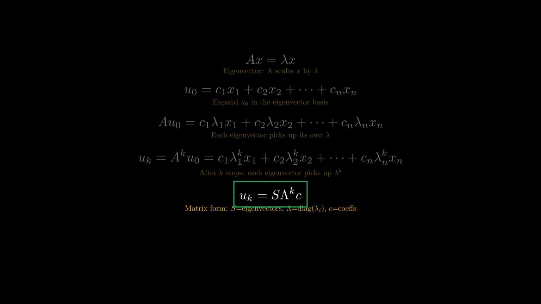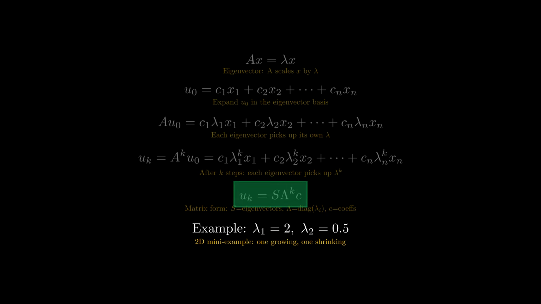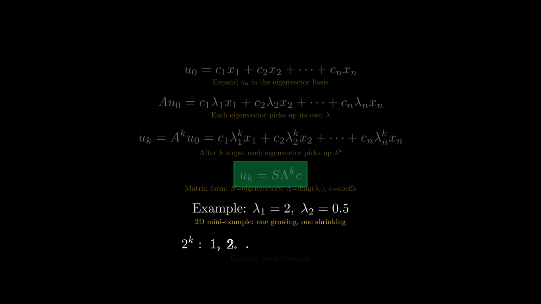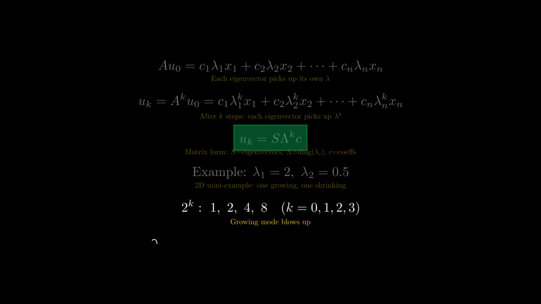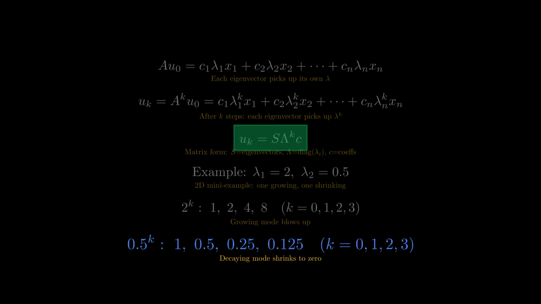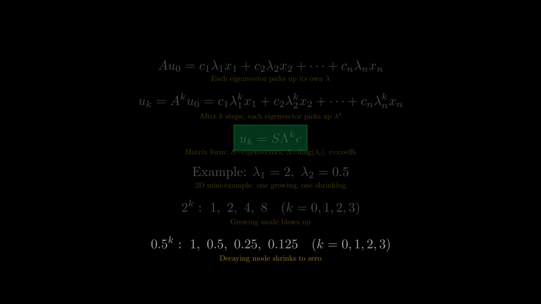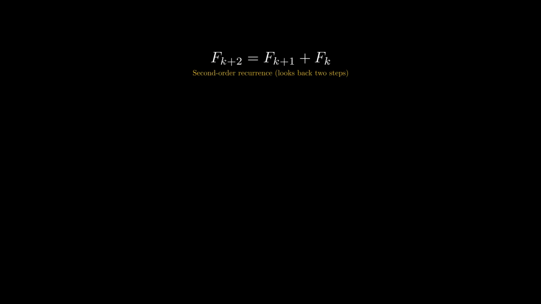The beautiful thing is that each eigenvector evolves independently, no coupling. Right? As a quick example, with lambda1 equal to 2 and lambda2 equal to 1/2, watch what happens as k grows. The 2 to the k column goes 1, 2, 4, 8, it blows up, while the 1/2 to the k column goes 1, 1/2, 1/4, 1/8, it shrinks to 0. Let's watch this machine eat Fibonacci.